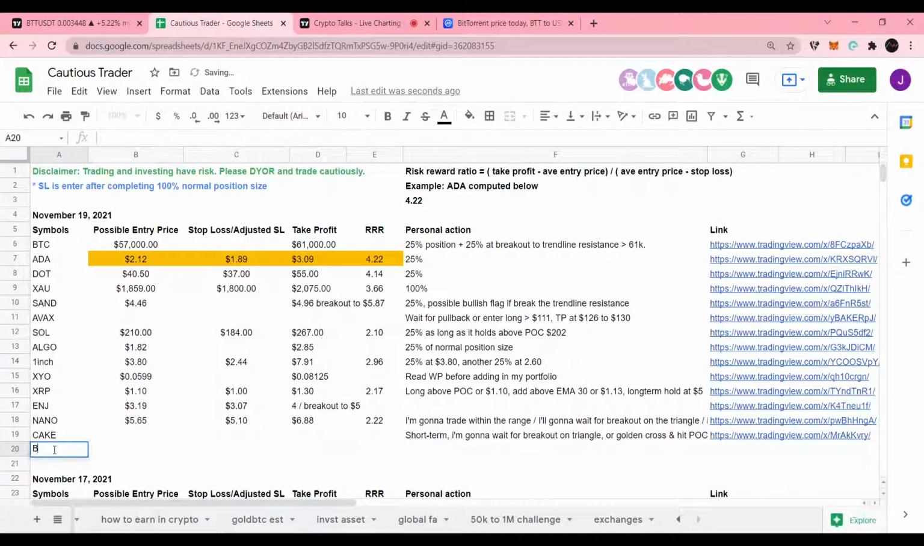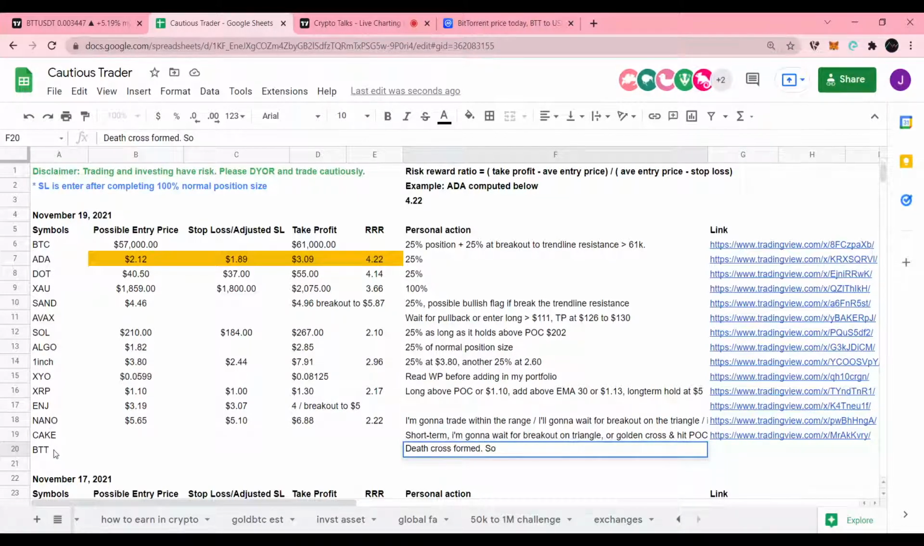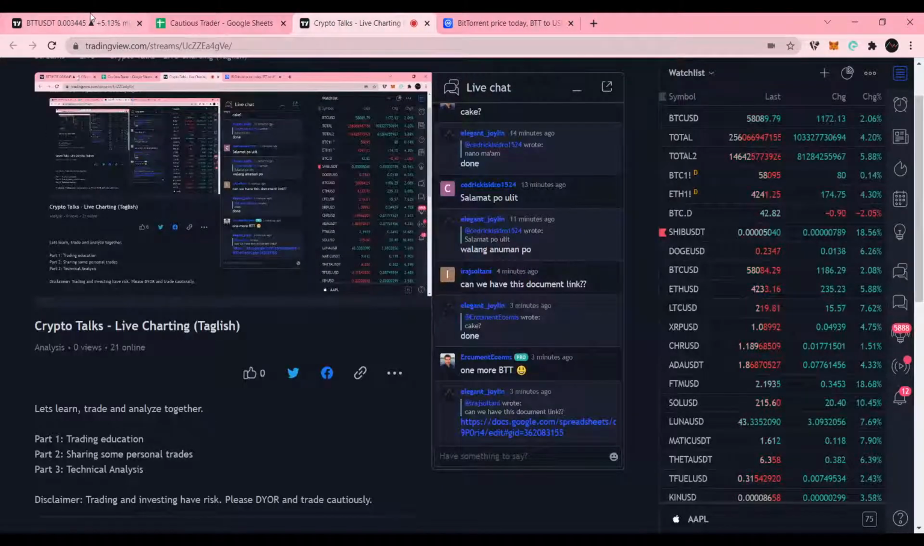So BTT, golden cross, no, dead cross formed. So wait for reversal, or at least a move above or hold above the EMAs, right? Which is what I'm looking at right now.